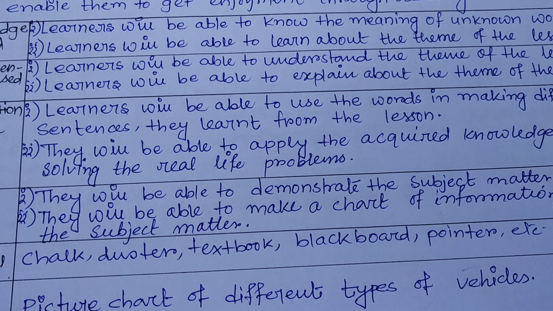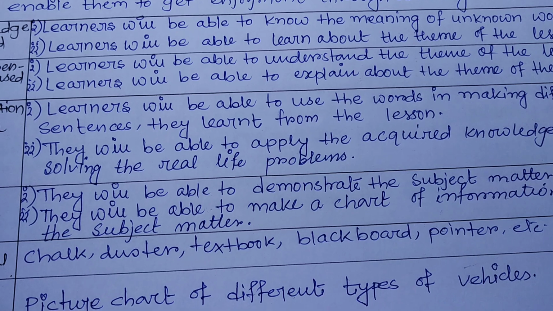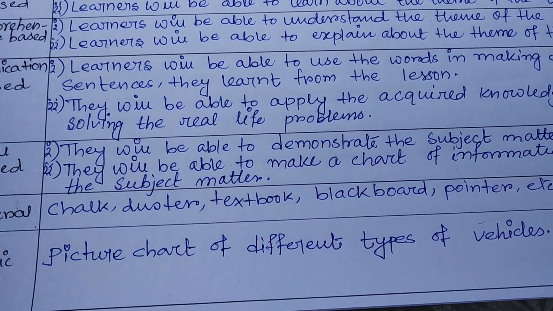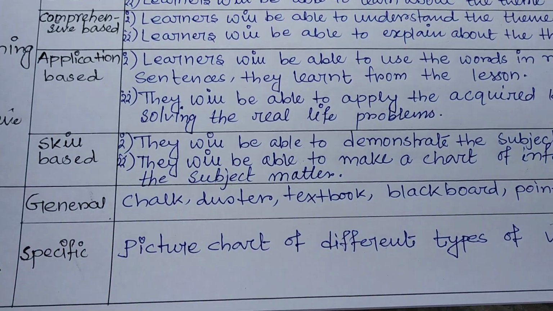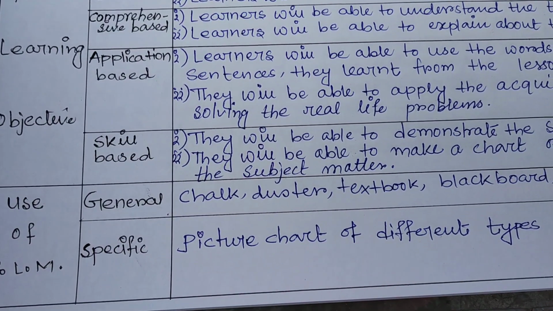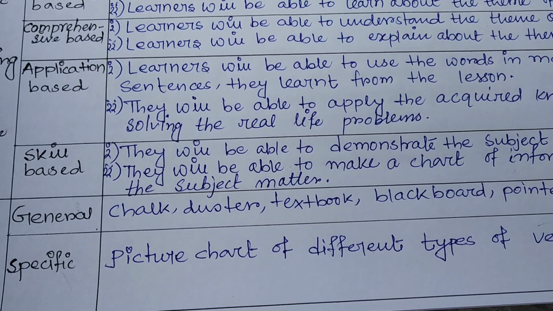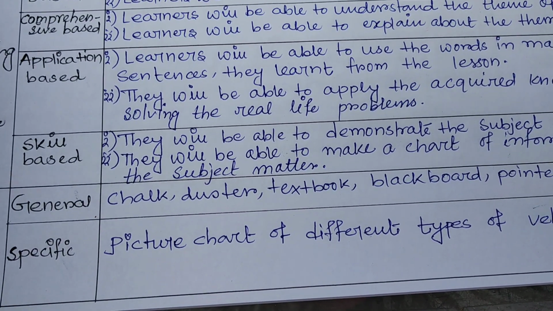I won't discuss these points elaborately, as these points are same to same and we discussed them in the previous video, so I don't want to waste much time on them. Next, use of TLM, general and specific. General TLMs are chalk, duster, textbook, blackboard, pointer, and specific is a picture chart of different types of vehicles.